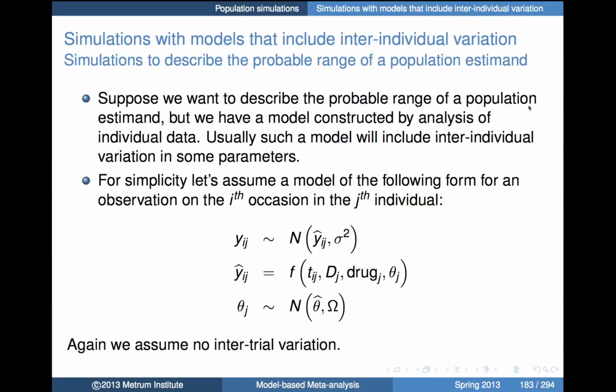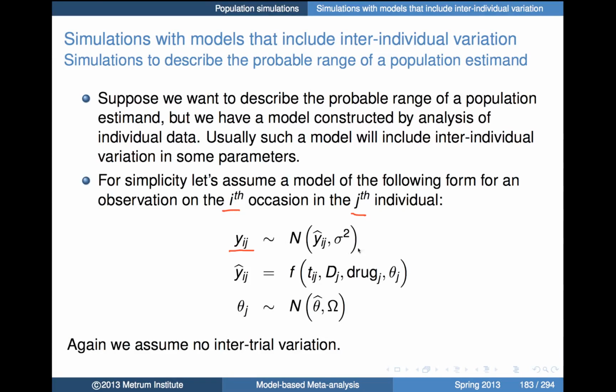So suppose we want to do that, but we've got a model that's constructed by analyzing individual data. So it's usually got some inter-individual variation component. And to illustrate this and to illustrate some particular algorithms here, let's assume a model that has the following form for an observation on the ith occasion on the jth individual. And I'm going to use Yij to represent that.